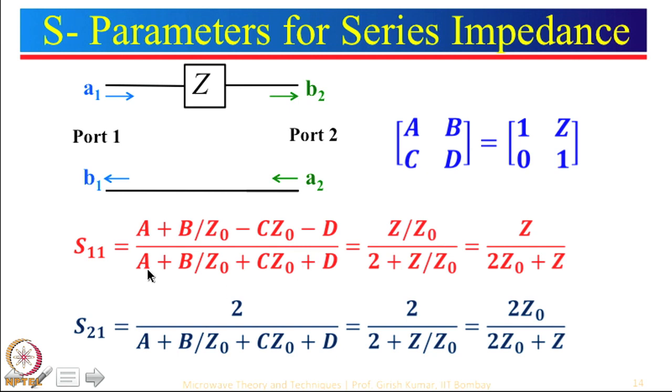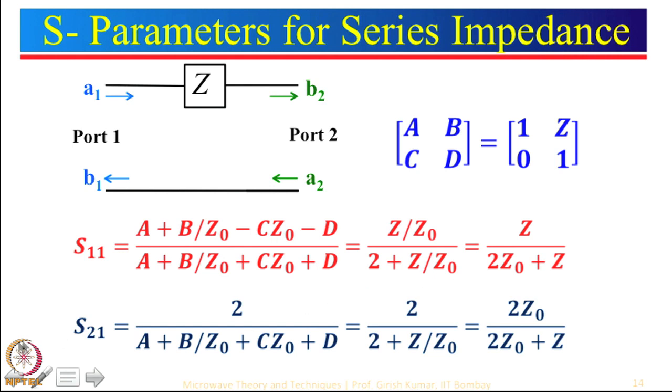So now in the denominator, A is equal to D and that is equal to 1, so 1 plus 1 will be equal to 2, and this term here, B by Z0 plus CZ0. So, B is nothing but Z. So, Z by Z0, C is equal to 0. So, S11 is given by this particular expression and we can multiply numerator and denominator by the term Z0. So, what do we get? Z divided by 2Z0 plus Z.